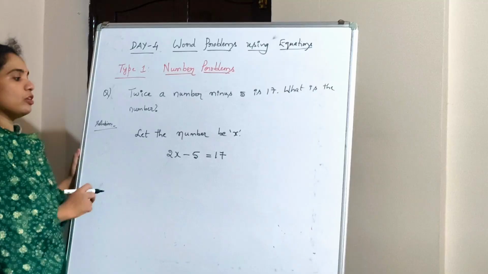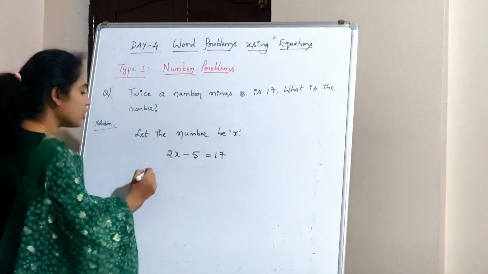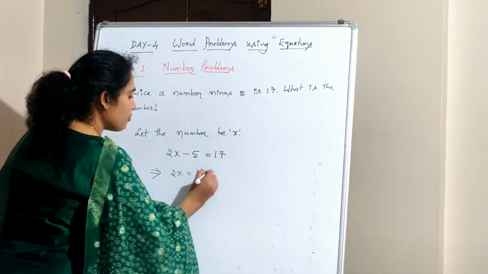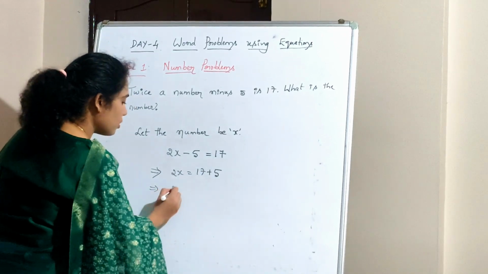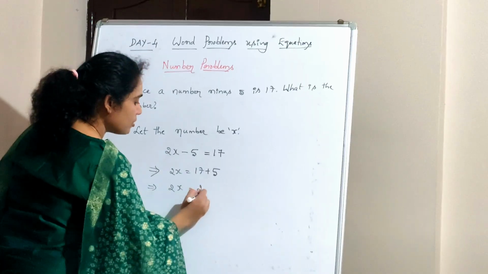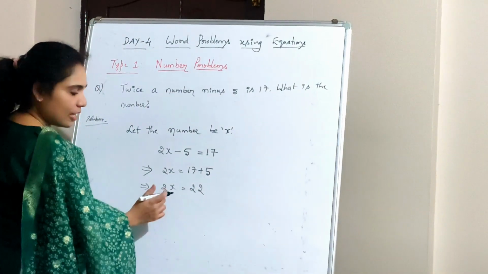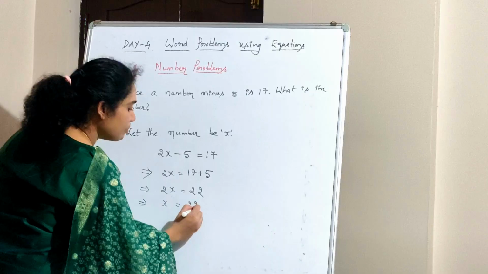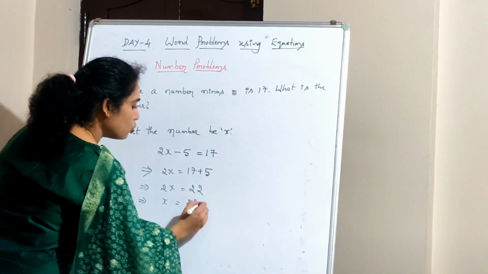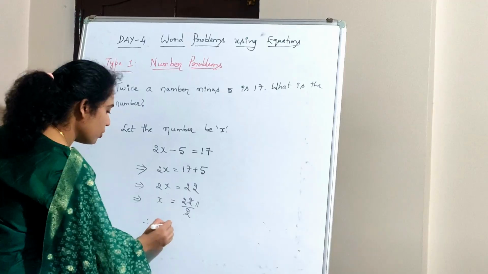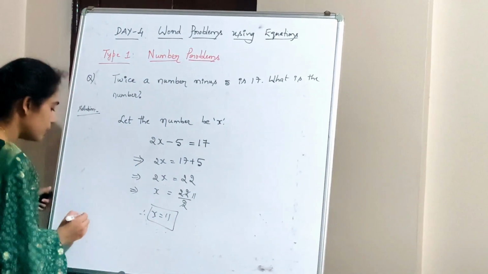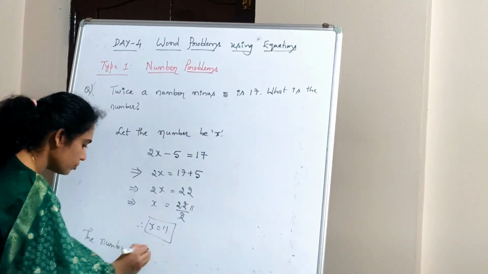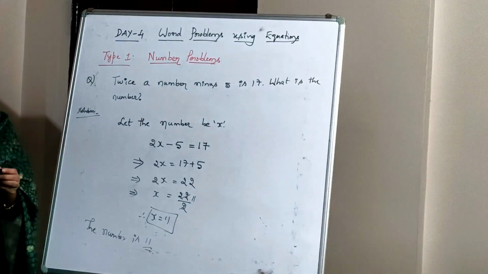Now we got the equation. Now we have to find out what is x. What is the next step? Move this minus 5 to the RHS side. This becomes plus 5. So 2x is equal to 17 plus 5. 17 plus 5 is 22. Now we want x alone. So 2 is in multiplication with x, so it is moving to the RHS and it becomes division. So 22 divided by 2 is 11. So therefore x equal to 11. So the number is 11. So that is the answer.